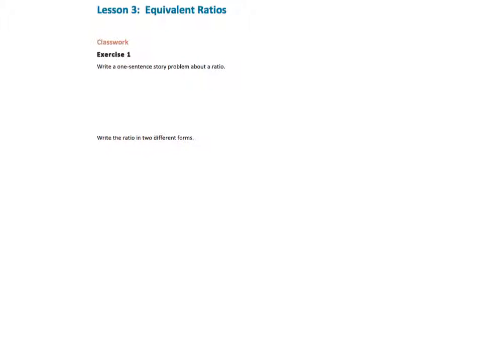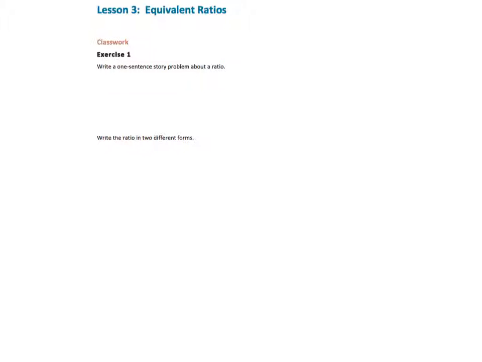To begin today, let's start by writing a one-sentence story problem about a ratio. Let's make our story problem about the word ratio. So let's think about the letters in the word ratio. There are 5 letters, but there are 2 different types, consonants and vowels. So let's think, what story problem could we write about the word ratio? Well, we know that there are 2 different types of letters in the word ratio.